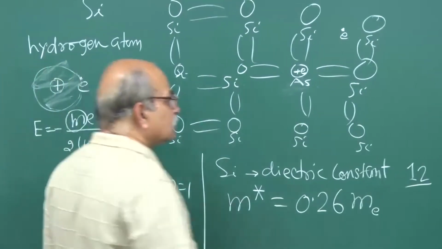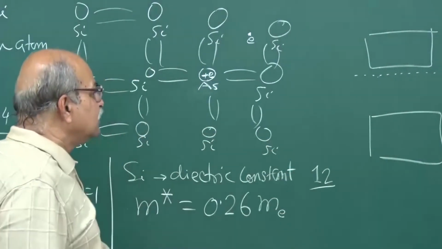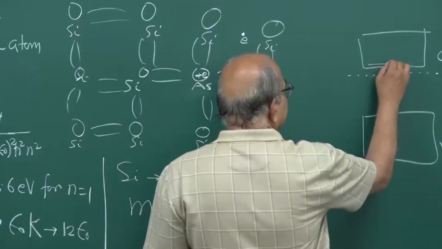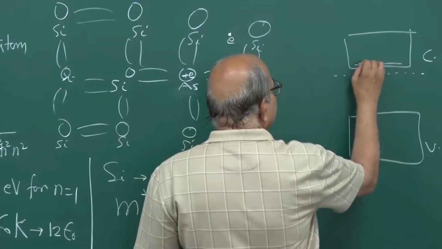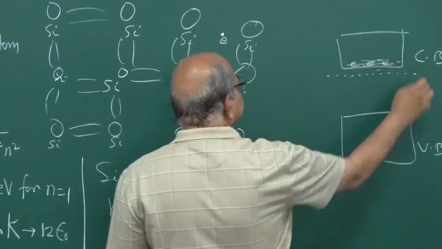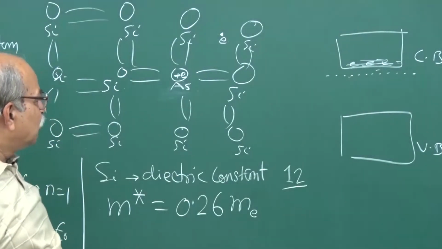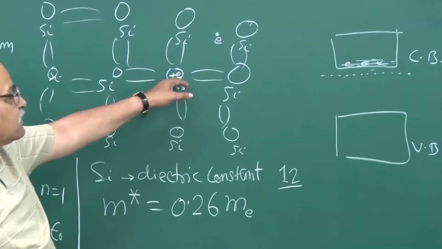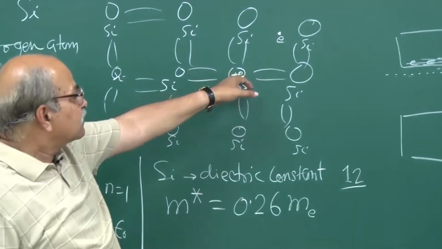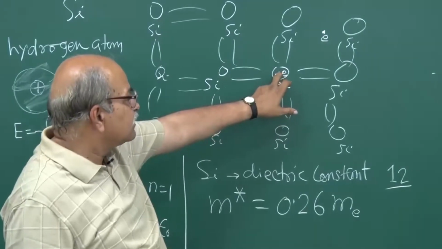Nevertheless, this is close to this and of the order of kT, and therefore these electrons which are there, they jump here and populate some of these quantum states in this conduction band. And similarly, if you put a trivalent impurity here like aluminium or boron, then you will have a minus charge here.